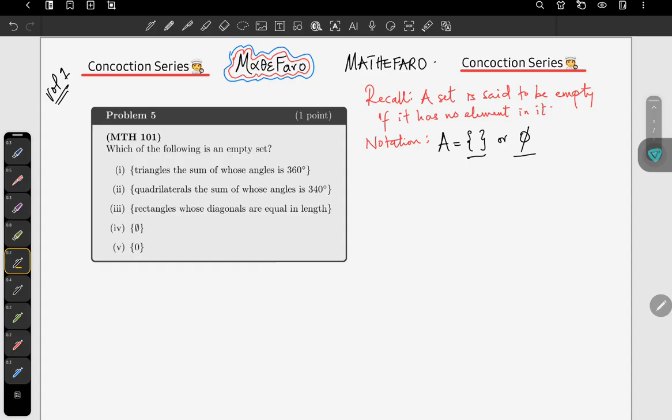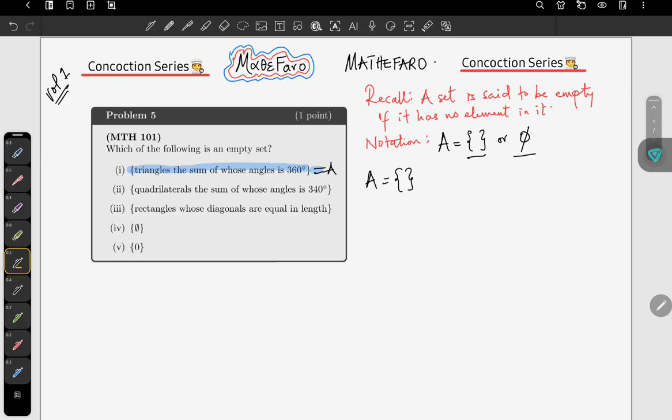The first one is a set of triangles whose sum of angles is 360. Do we have any triangle in that set? At this level of mathematics, the geometry we are dealing with is Euclidean geometry, and in this geometry the sum of angles in any triangle is 180 degrees. The case may be different in other geometries like spherical or hyperbolic geometry, but in flat Euclidean geometry, the sum of angles in any triangle is 180. So it can never be 360. It means that this set, if I represent it with A, is an empty set, because there are no triangles the sum of whose angles is 360 degrees.